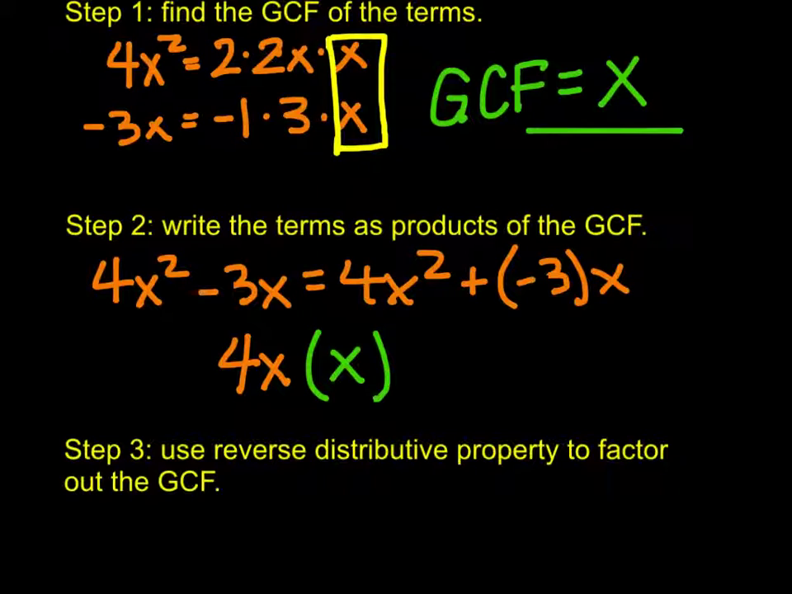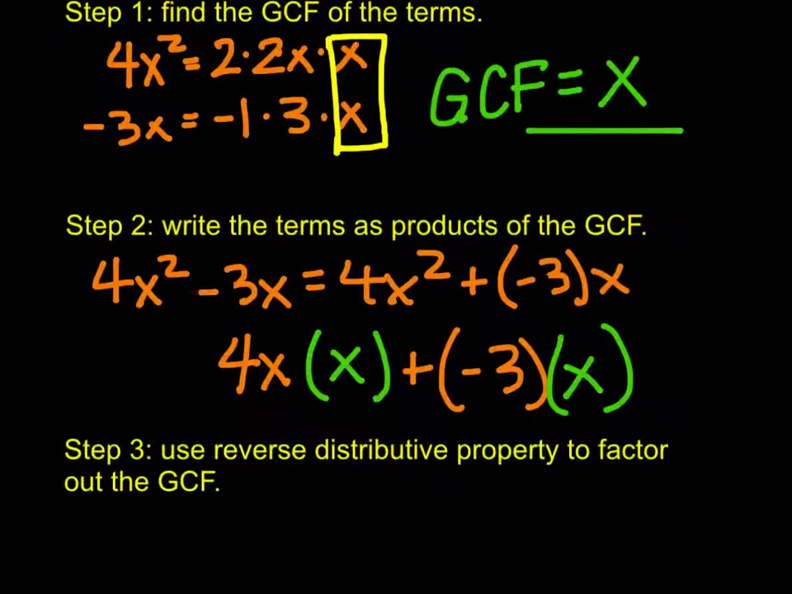As well, I need to look at this negative 3x, or plus a negative 3x, and I have a negative 3 here, and I'm going to just add my x, the greatest common factor. So I almost had that one done on that side.